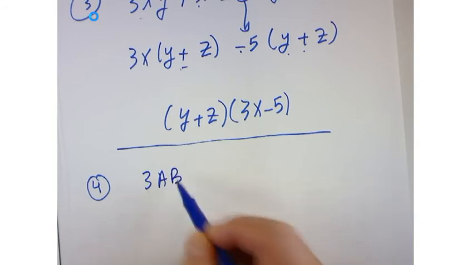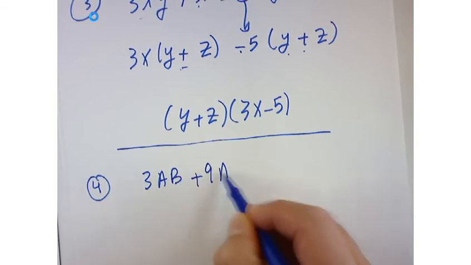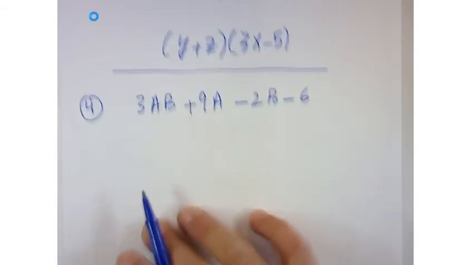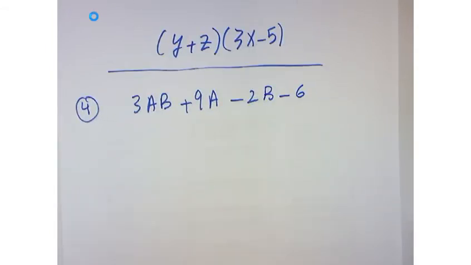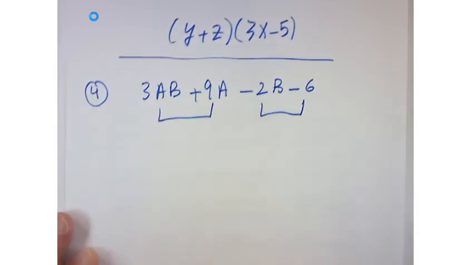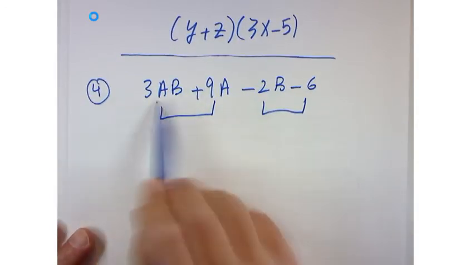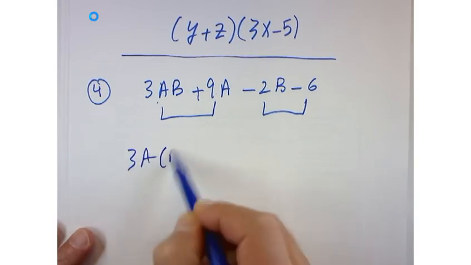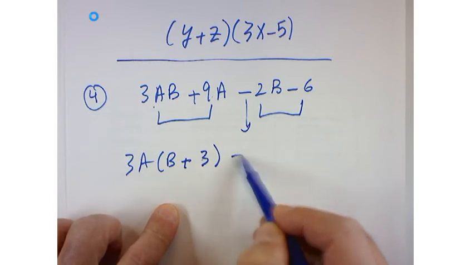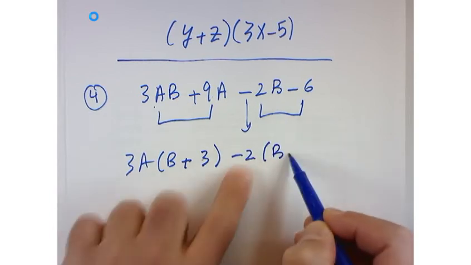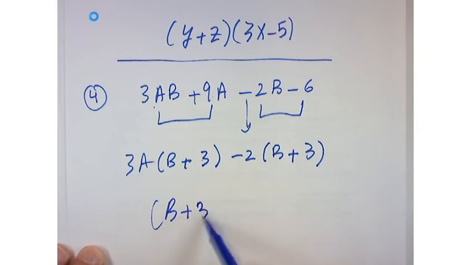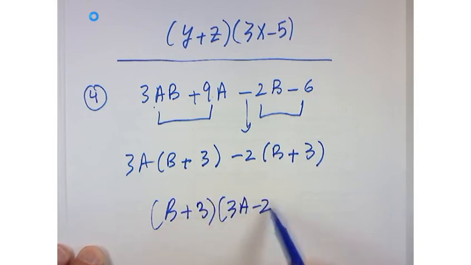3ab plus 9a minus 2b minus 6. So let's group them again, the most convenient grouping. So 3a is the common factor, and it's b plus 3, since 3a times 3 is 9a, and then negative 2. Again, b, we change the sign, so it's plus 3. Again, b plus 3, 3a minus 2 would be my final answer.